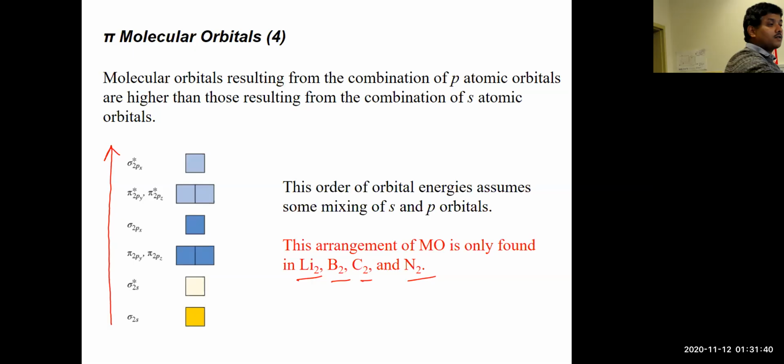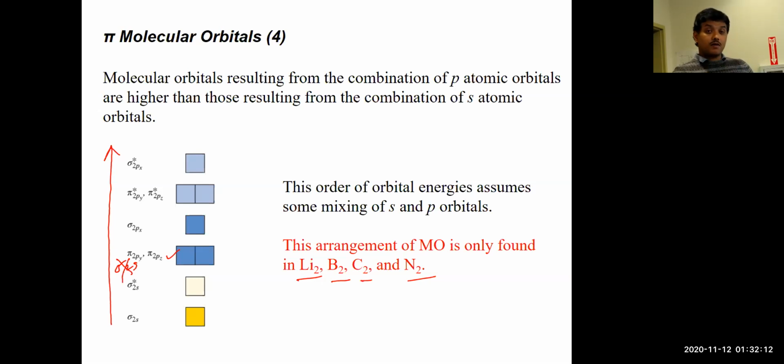Instead of having sigma 2s after sigma star, you will have pi orbitals, because the size of the atoms is smaller and there is not much difference in subshell energy levels of sigma and pi orbitals for elements such as carbon, nitrogen, boron, and lithium. You have these pi orbitals at a lower level compared to sigma. So this order changes. This order is exclusive.